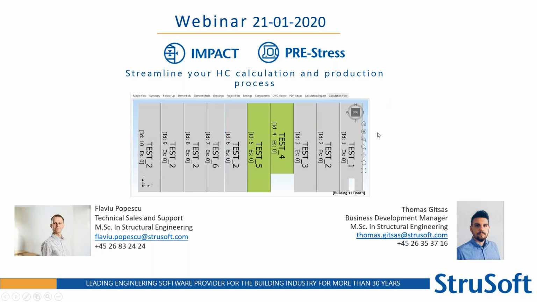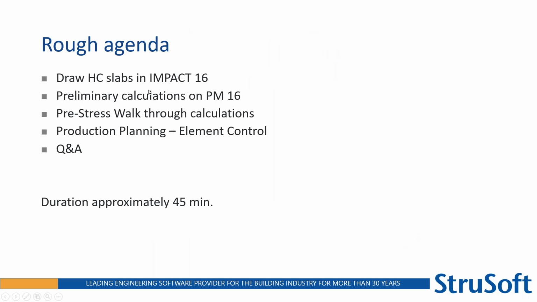I've made a very, very small agenda here on what we're going to see today. Again, draw Holocore slabs in Impact 16, some calculations on the project manager. This is something very interesting to see how easy it is now to do Holocore calculation from PM. A pre-stress walkthrough with the calculations from Flavio, and we're going to see some of our new features in production planning, including element control.